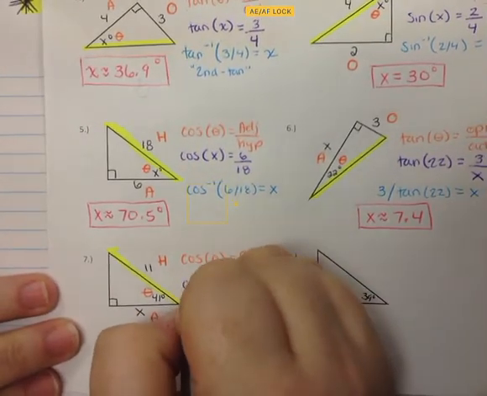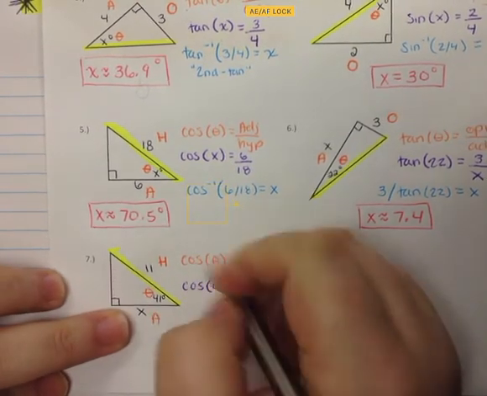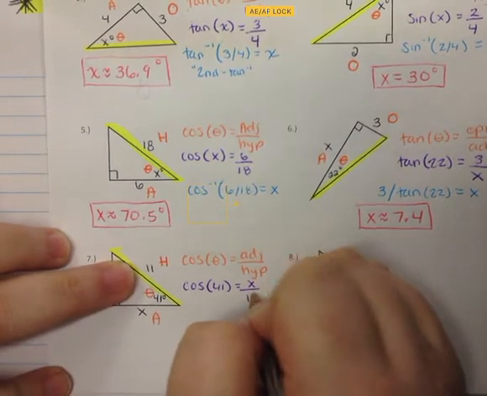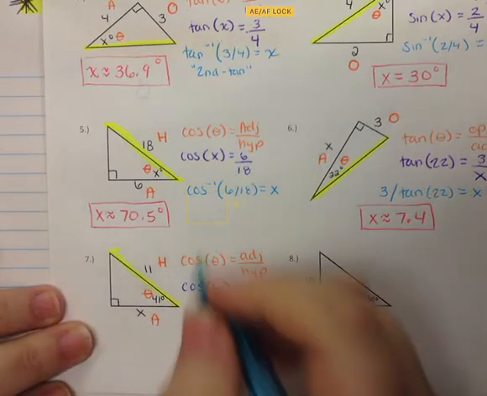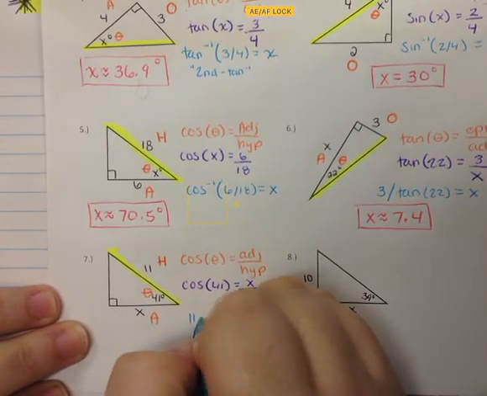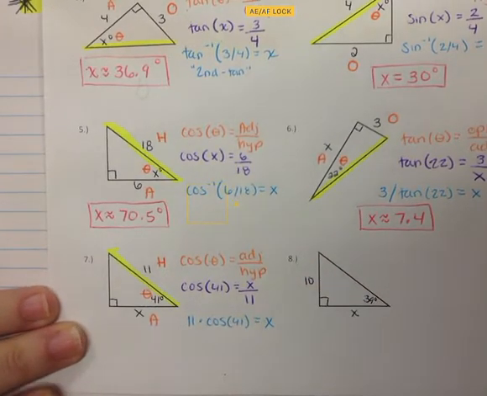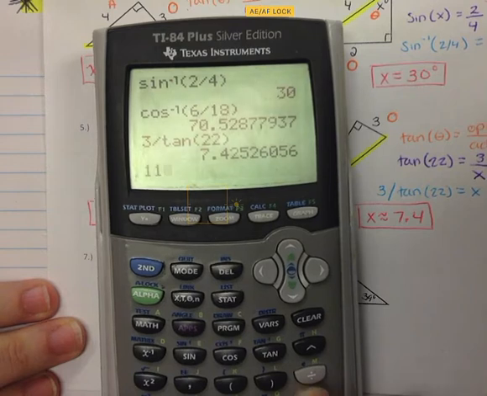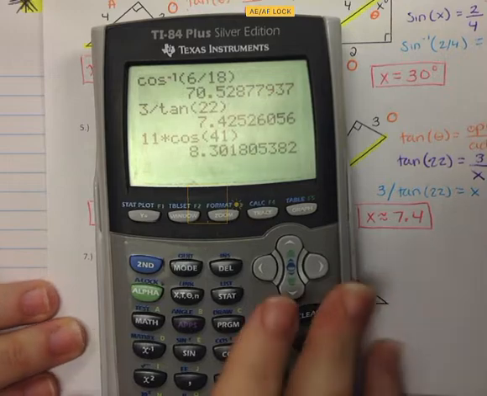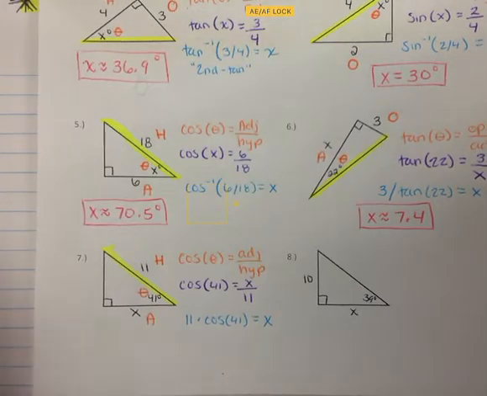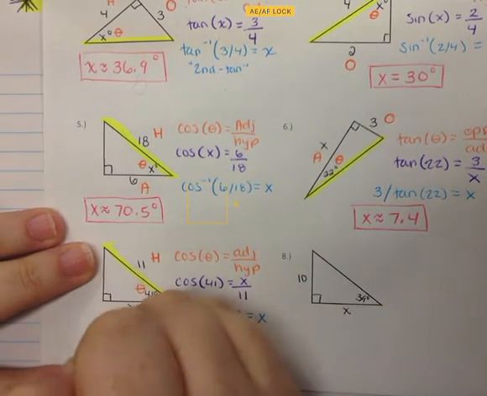C, cosine of theta is equal to adjacent over hypotenuse. So we have cosine of our theta, 41 degrees, is equal to our adjacent, that x, over hypotenuse, the 11. You're given the denominator. Since you're given the denominator, you have to multiply. So your denominator 11 times cosine of 41 is equal to your x. So we have 11 times cosine of 41 degrees, close parentheses, is equal to roughly 8 and 3/10. X is approximately 8 and 3/10.